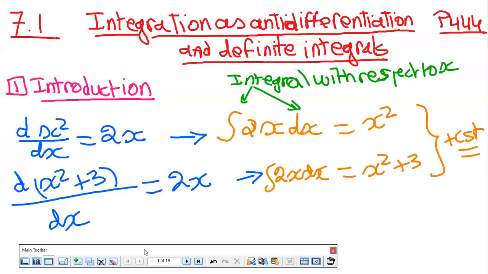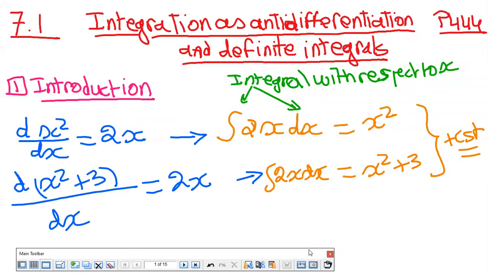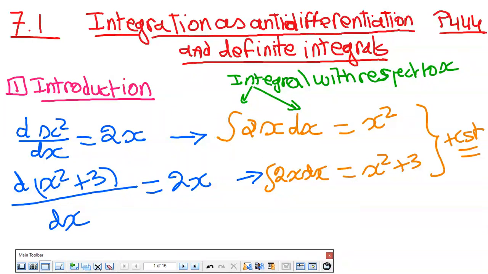So now we are in lesson 7.1 in chapter 7, integration as antidifferentiation and definite integrals. What does it mean, integration? Also, sometimes we can use the word antiderivative. So we will start with the introduction.